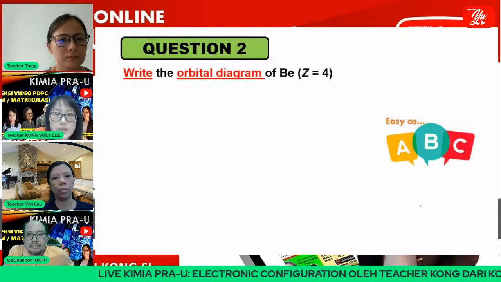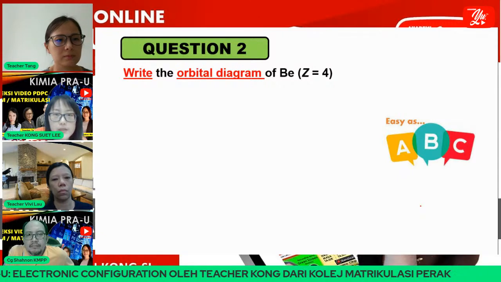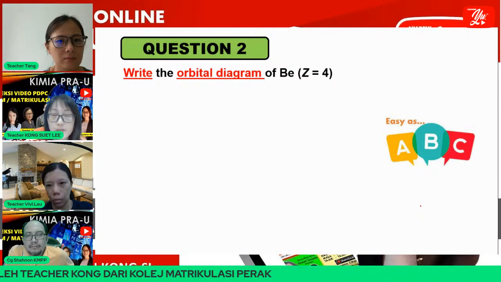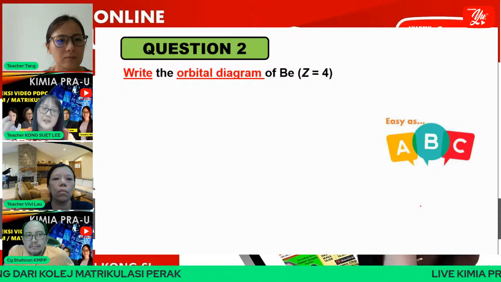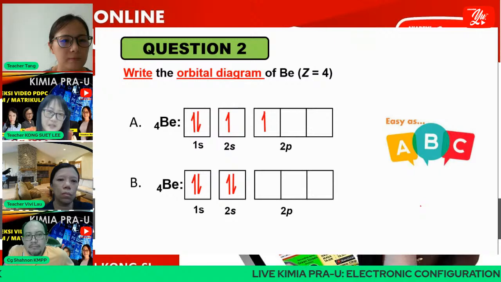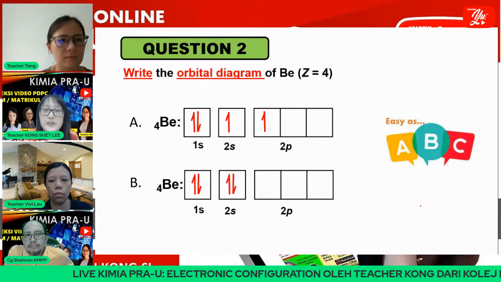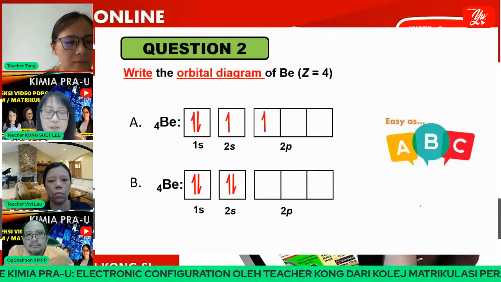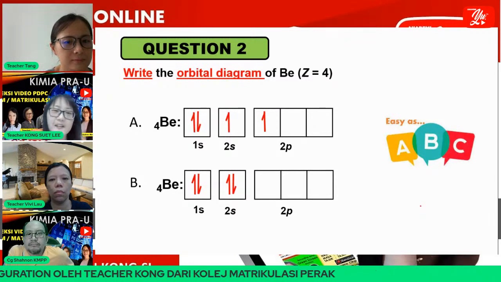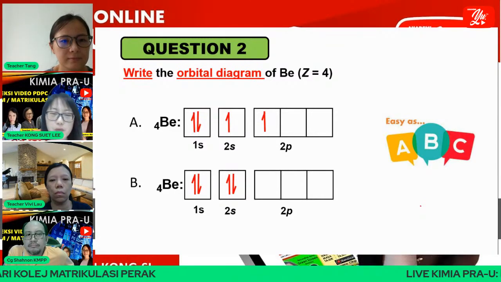Next, question number 2. Write the orbital diagram of beryllium when Z equals 4. Simple, right? Because I cannot see your answer, you try to choose among these 3 which one is the correct orbital diagram of beryllium. I give you around 20 seconds. Try to check A and B, which one is the correct orbital diagram of beryllium. The proton number given is equal to 4.